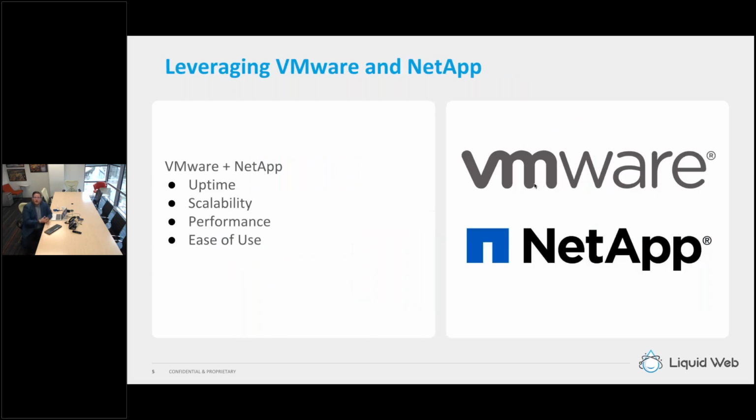So the four areas I want to talk about today in our decision process on VMware and NetApp are, first, the uptime that we can achieve for customers based on these tried and true technologies. Second, the scalability, which for some of our clients gives them the ability to scale, obviously not auto scale like public clouds, but a measured scalability that is very predictable. That is another benefit of our VMware and NetApp cloud. And then performance, right?